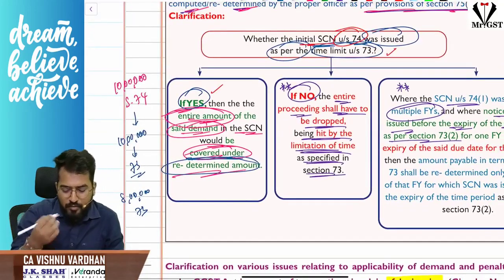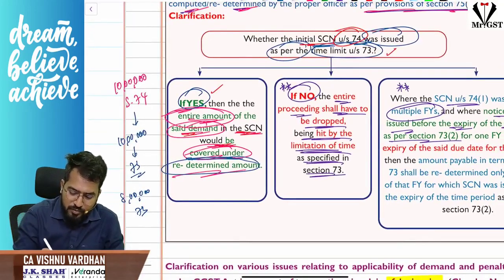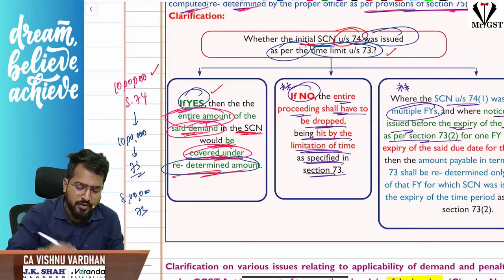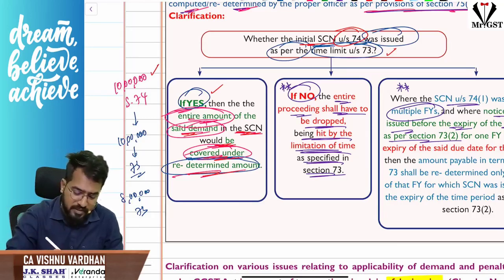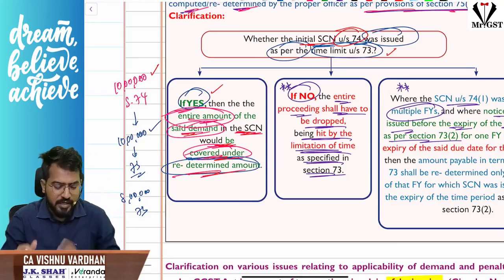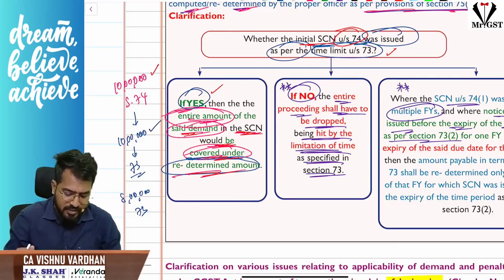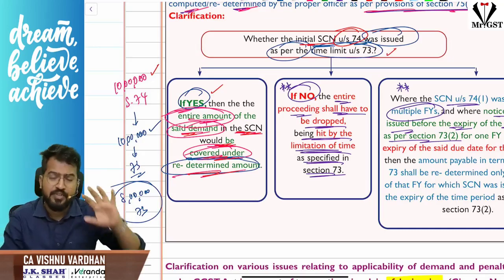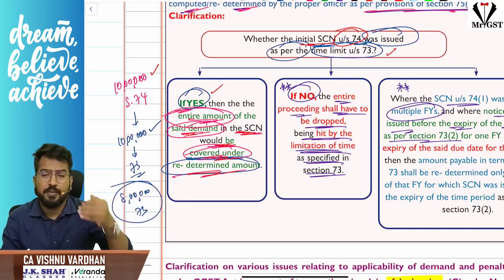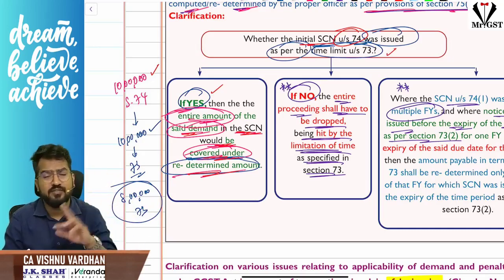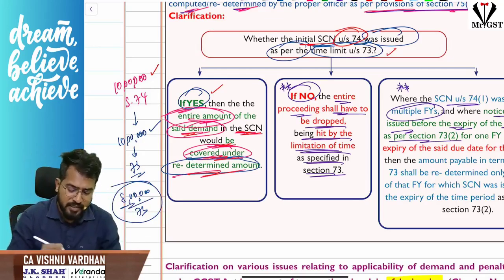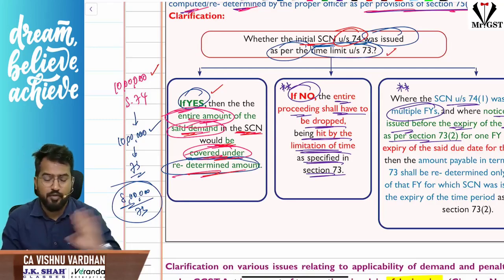Then the entire amount of the said demand in the show cause notice would be recovered under the redetermined amount. Let us assume I first gave a show cause notice for 10 lakh rupees under section 74. Now the court said no sir, this is 73. So okay, fine, I will redetermine the amount under section 73. Let us assume we have redetermined it at 10 lakhs with applicable interest or penalty, because the 73 and 74 penalty will change, or the redetermined amount itself has changed to 8 lakhs. We will recover that, no problem.